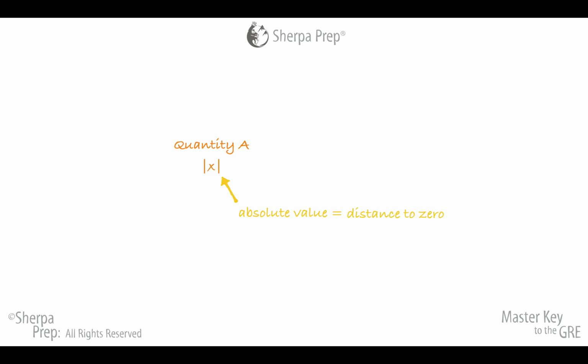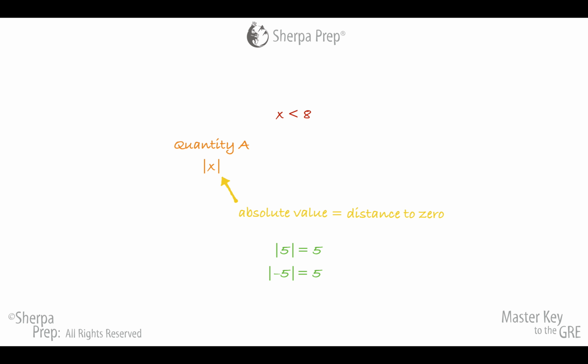For example, the absolute value of 5, well, 5 is 5 spaces away from 0 on the number line, so the absolute value of 5 would be 5. And likewise, the absolute value of -5 would also be 5 because -5 is 5 steps away from 0 on the number line. Now here, we're told that x can be any value less than 8.